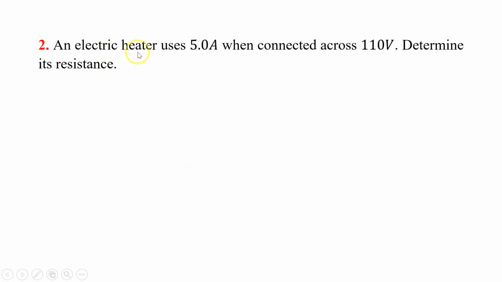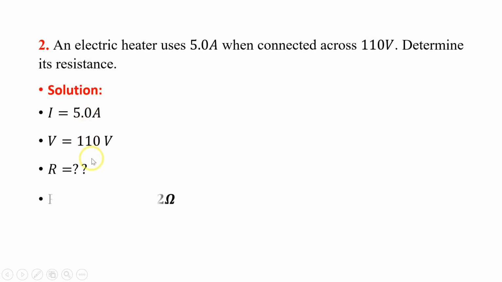Question number 2. An electric heater uses 5 ampere when connected across 110 volt. Determine its resistance. So current is 5 ampere, voltage is 110 volt. We know that resistance is the ratio of voltage over current. Putting the values in the equation, the resistance of the electric heater is 22 ohm.